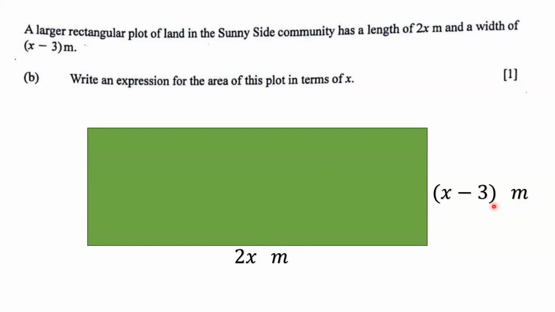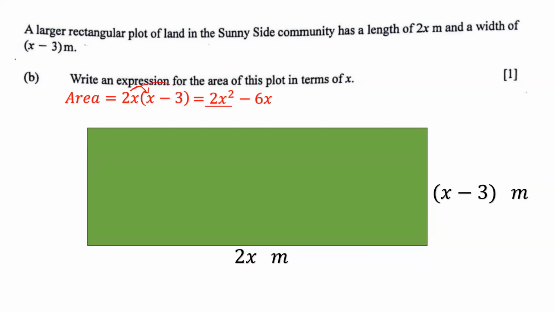And so in order to find the area of this plot of land, obviously we have to multiply length times width. And so we have 2x multiplied by x minus 3. Again, 2x multiplied by x minus 3, we have to multiply it out. And so we have 2x multiplied by x. What is 2x multiplied by x? Well, that's going to be 2x squared.